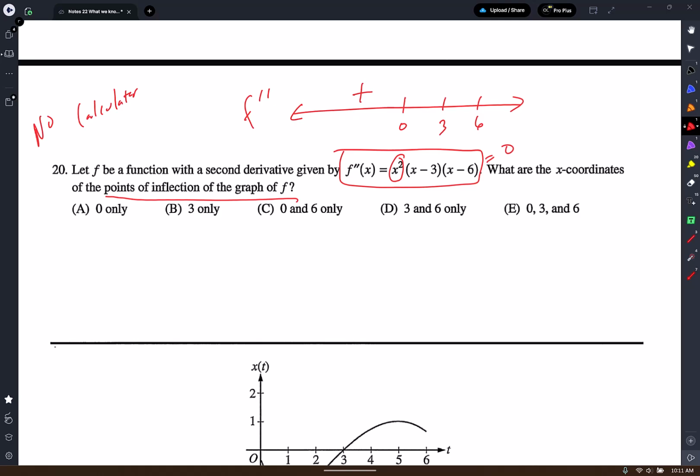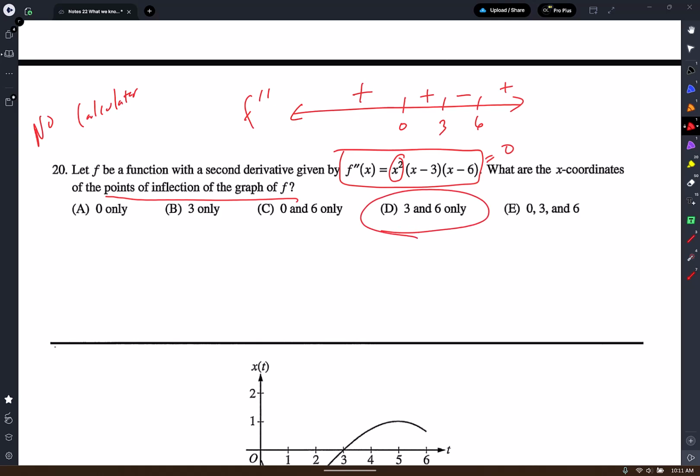So if I choose 2, 2 minus 3, positive or negative? 2 minus 6, positive or negative? Negative times a negative. Positive. Okay, give me a number between 3 and 6. 4. 4 minus 3, positive or negative? Positive. 4 minus 6, positive or negative? Positive times a negative. Give me a number bigger than 6. 7. 7 minus 3, positive or negative? Positive. 7 minus 6, positive or negative? Positive times a positive. Tell me where I have points of inflection. 3. There it is. Do you see how we did it?